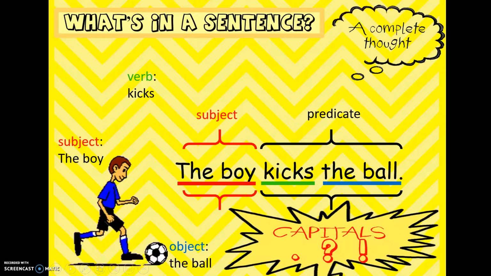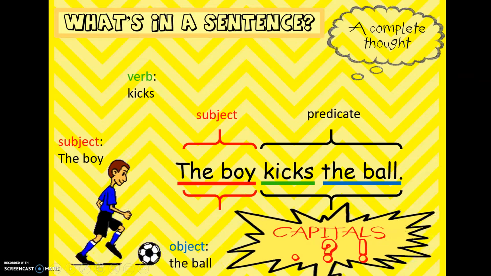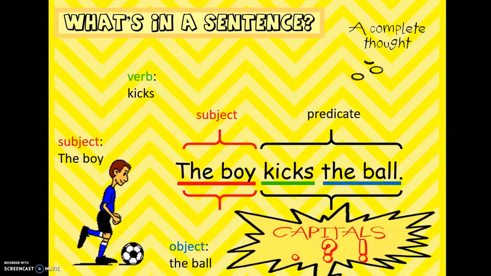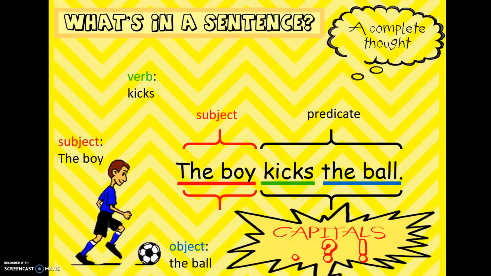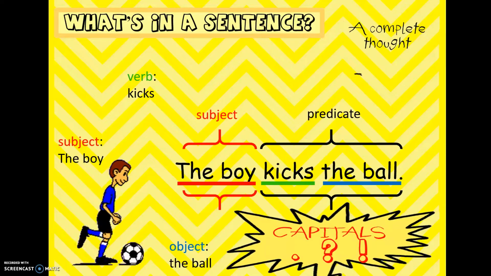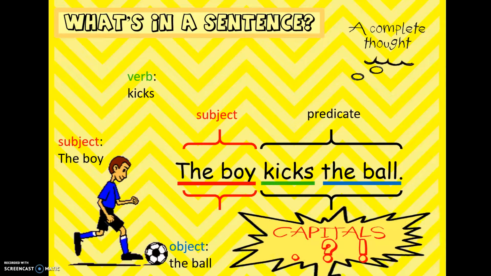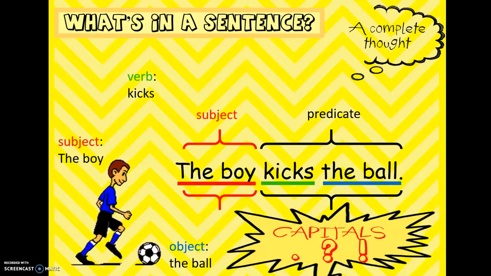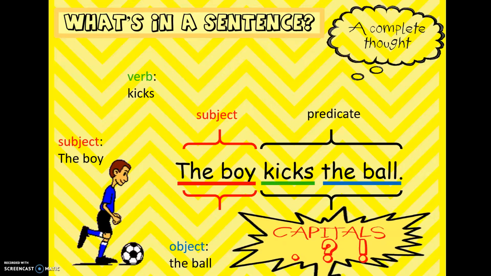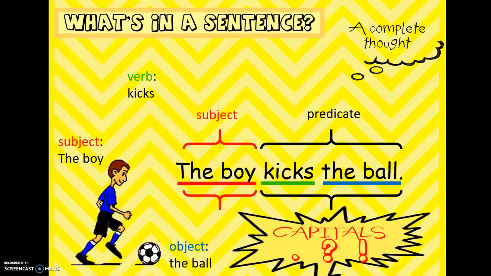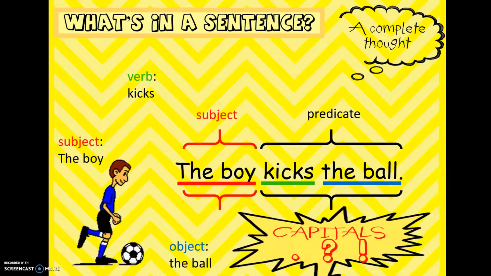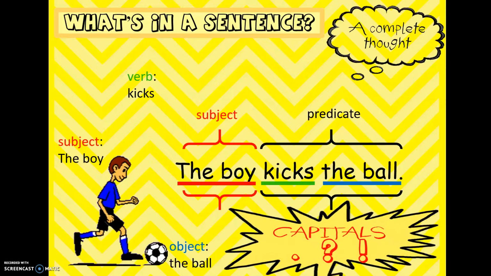Now don't forget that it's not a sentence if it does not have capital letters and punctuation, like a full stop, a question mark, or an exclamation mark. And that is why we are so strict in grade 5 that if you write your answers and your sentences without a capital letter, it's actually not a sentence. It's breaking the rules. And if you forget to put a full stop or a question mark, it's also breaking the rules.